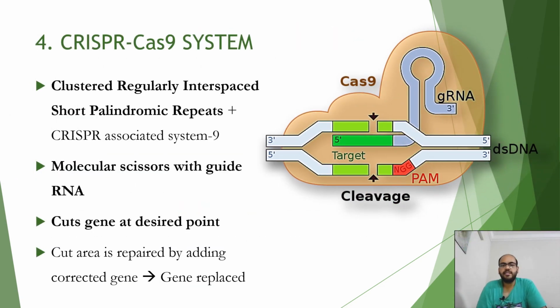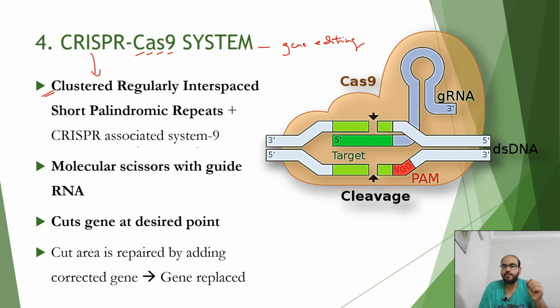Now, CRISPR-Cas9 system is also a method of gene editing and it is latest as compared to TALEN. CRISPR stands for Clustered Regularly Interspaced Short Palindromic Repeats plus CRISPR-Associated System. So CRISPR full form is this, Cas is CRISPR-Associated System 9. Clear?